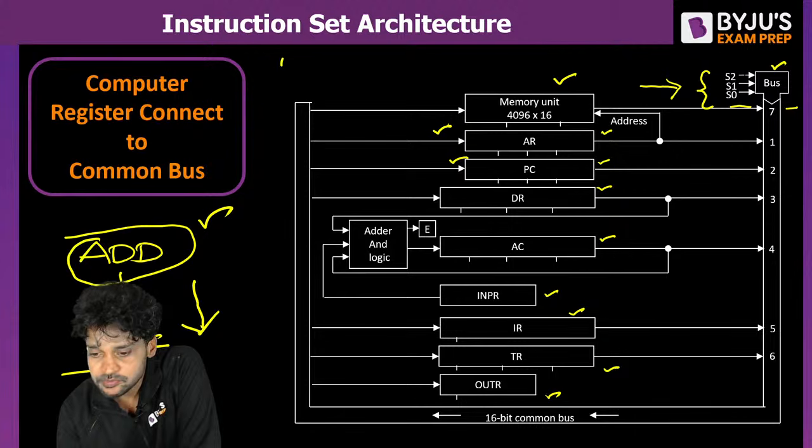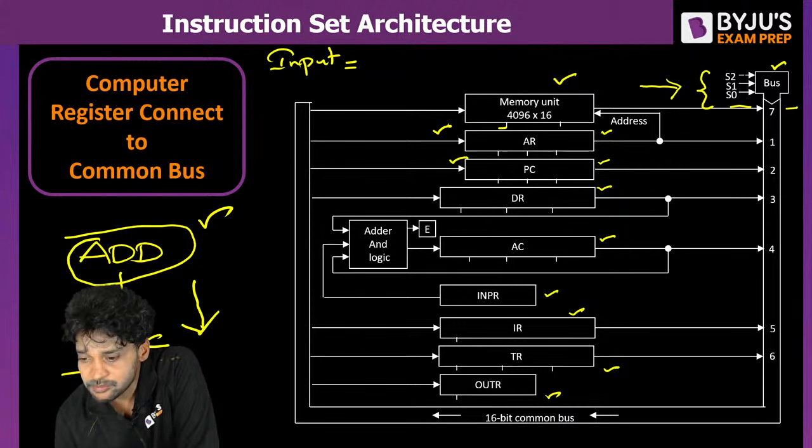There are 3 inputs you can see. This is a memory unit. Let us take the address register. There is one input, a second input and a third input. The inputs are INC, load and clear.